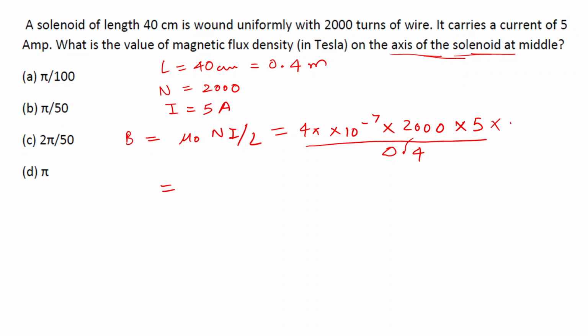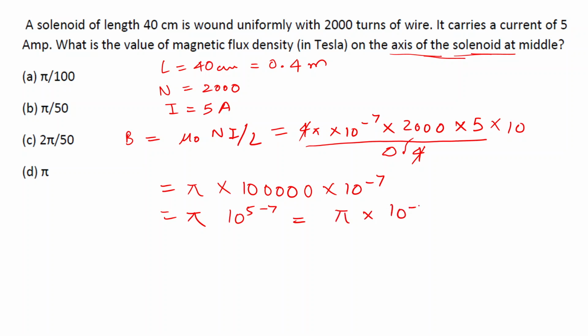So if I do this, 4 will cancel, we'll be left with pi, 5 twos are 10 and 3 zeros, and because of this one more 0, and then we have 10 to the power minus 7. So this is 2, 3, 4, 5. This is 10 to the power 5 and this is minus 7. That means this is pi times 10 to the power minus 2, which equals pi over 100. So the correct answer here is pi over 100.